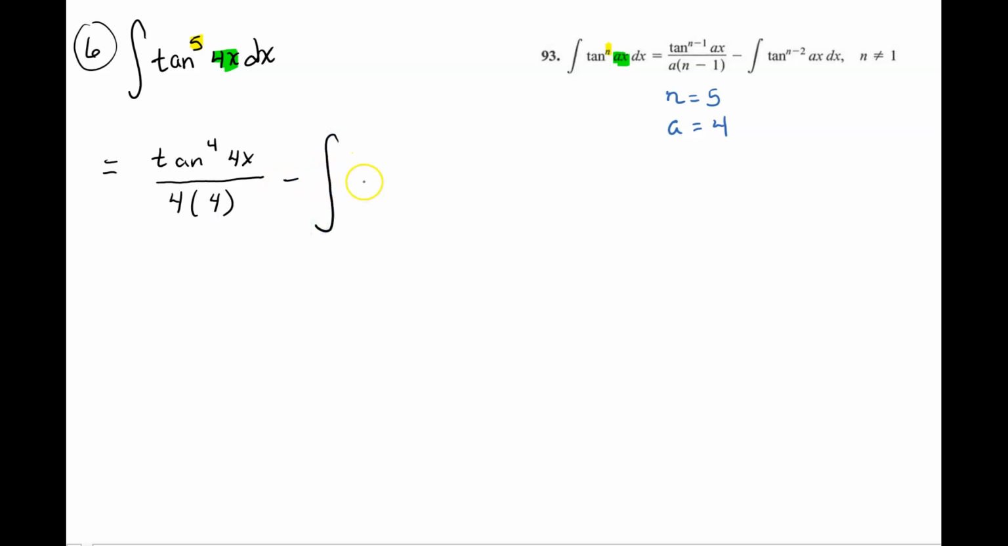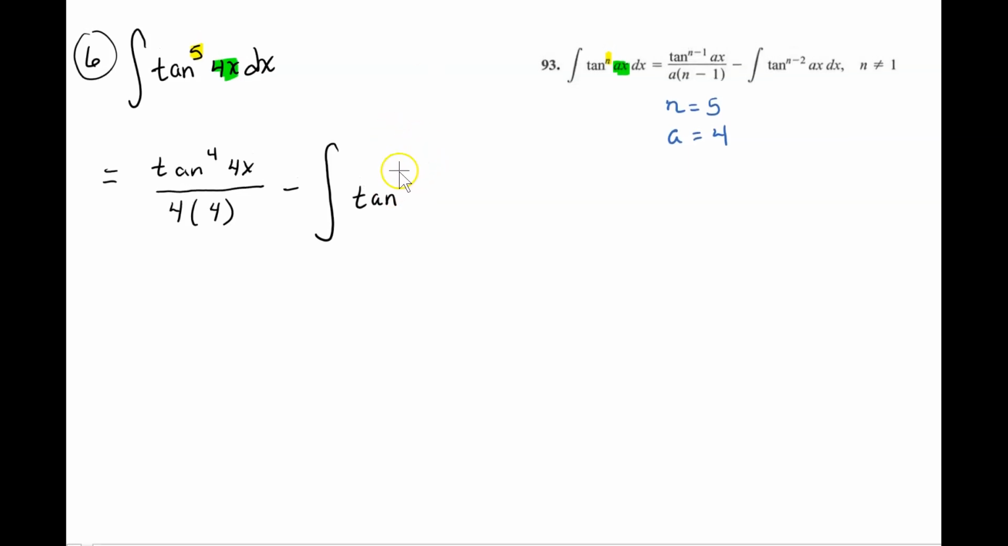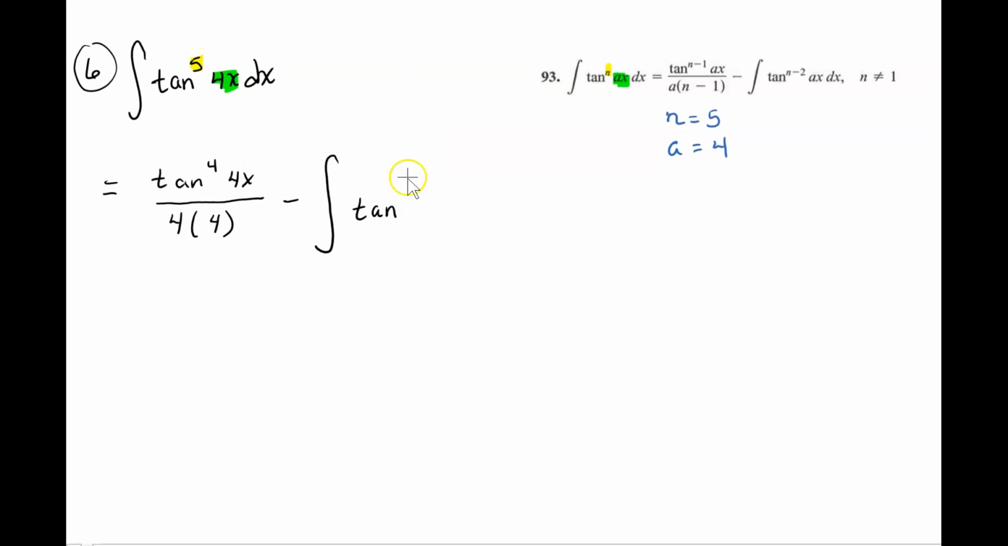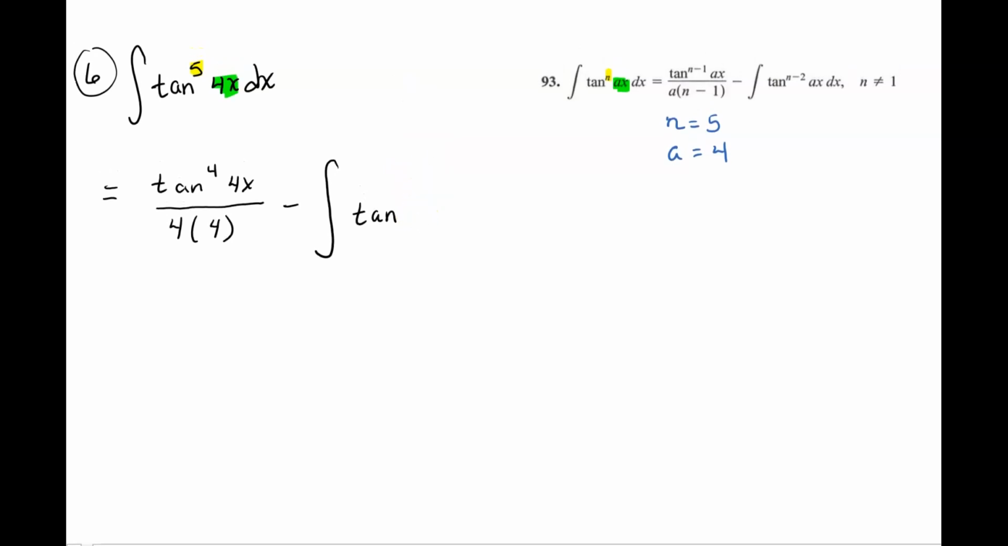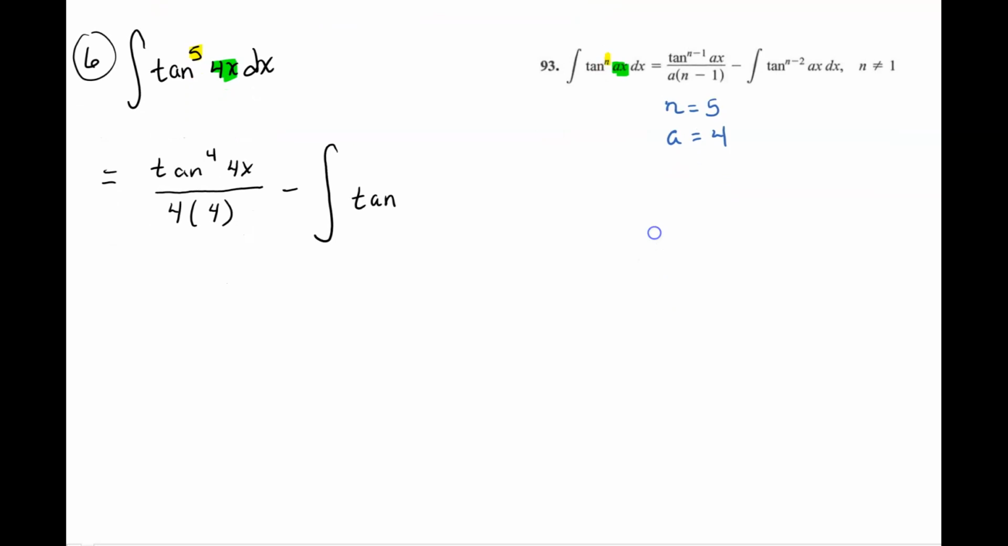And this is power reducing that tangent to the 5th by subtracting 2. So this becomes a tangent. 5 minus 2 is 3. So we're going to write 3 here. Oops, I lost my pen sensitivity. Give me 1 second. There we go. Tangent cubed of 4x dx. Looks just like that. Now we have yet again another power reducing thing that we've got to do here.